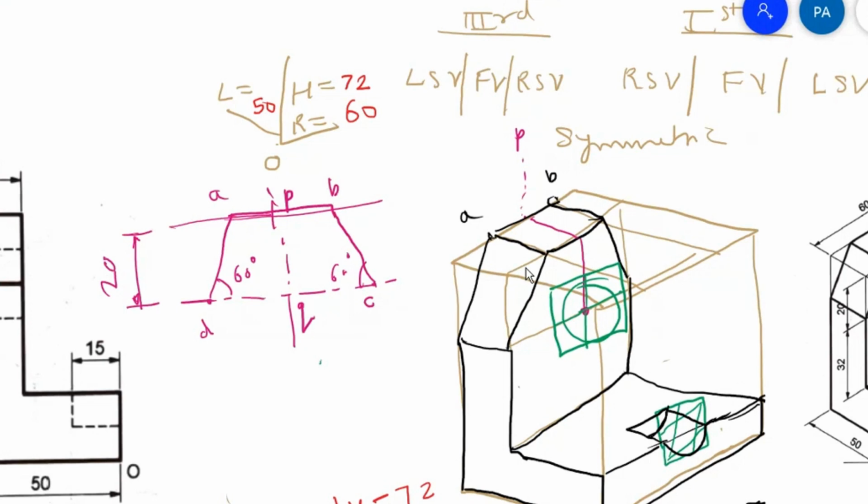So for that, what will we do? We will draw this line. What distance? 20 mm, and join this, and draw this line, and join this like this. So that will give us the front portion of this L shape.